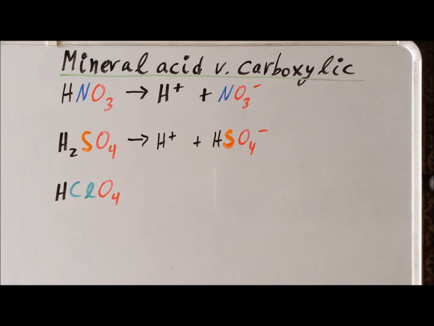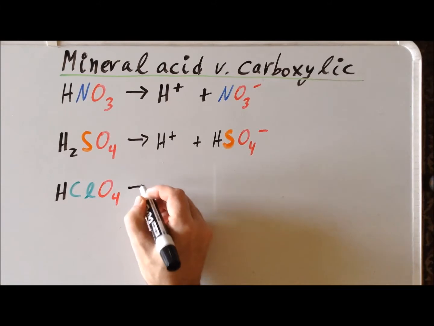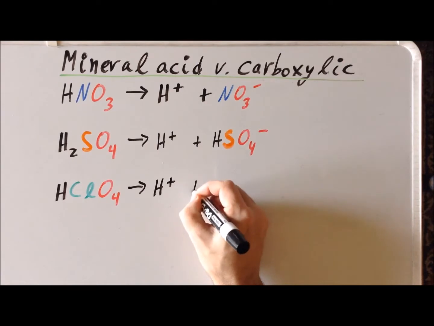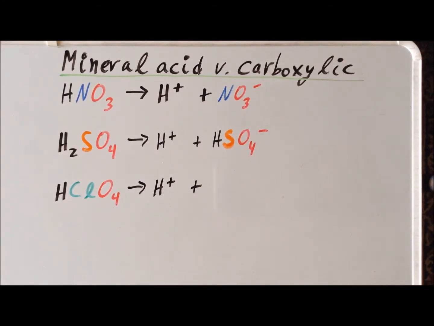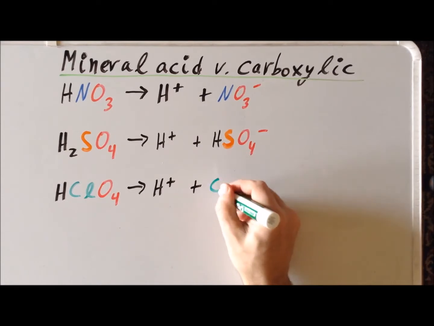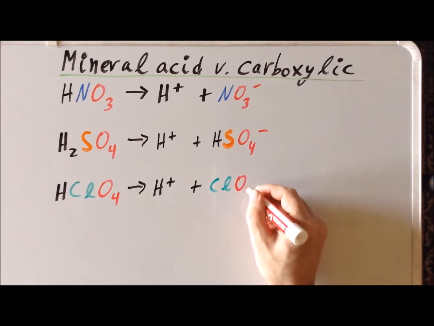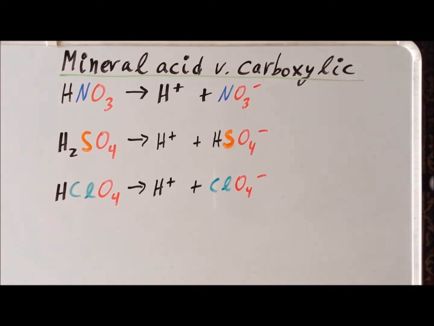Our third representative strong mineral acid is perchloric acid, which in aqueous solution breaks up completely to form H plus, a proton, and the ClO4 minus ion, which is called perchlorate. So perchlorate is the conjugate base of perchloric acid, just as perchloric acid is the conjugate acid of perchlorate. These perchlorate ions have been found recently on Mars.